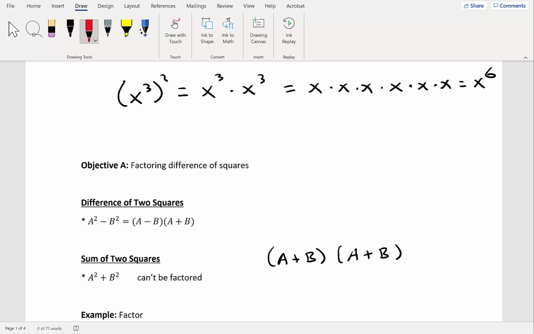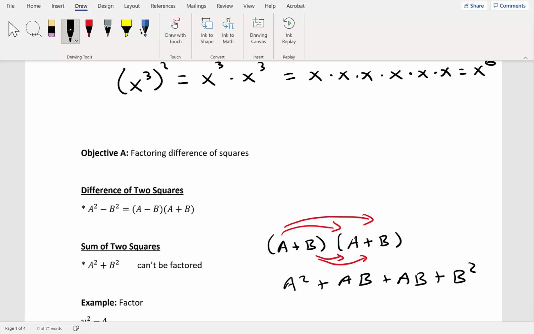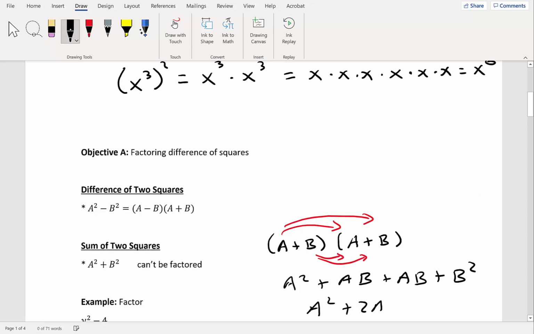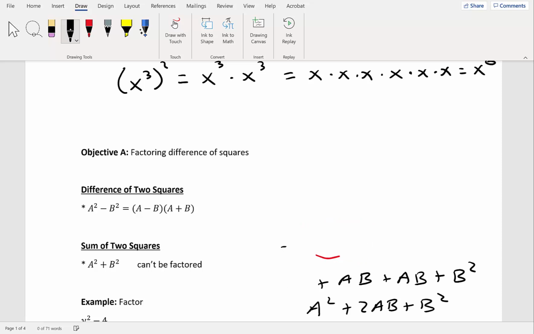But remember, whenever you want to check your factorization, go ahead and multiply it back out. A times a, I get a squared. A times b, I get ab. Distribute out this b. B times a, I get another ab. B times b, I get b squared. Now if I combine like terms, I get a squared plus 2ab plus b squared. But notice how this is not what we originally started off with. So sums of two squares cannot be factored. Only differences of two squares can be.